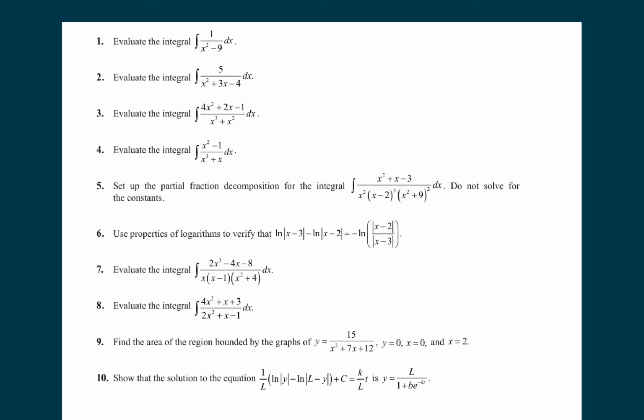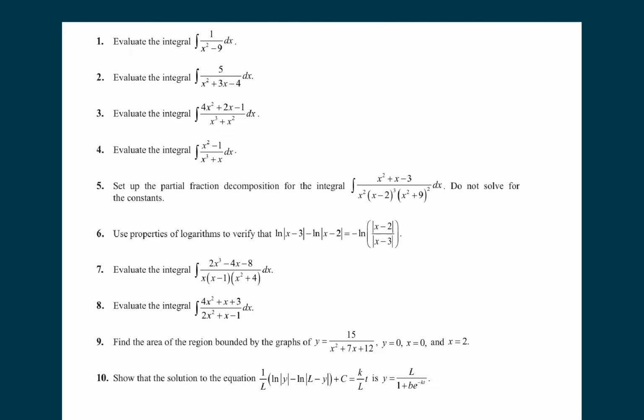Okay, this is lesson 13 about using partial fractions to solve integrals. We use partial fractions to decompose the integral into two parts, or three parts, or four parts. But each part is an easy problem to solve. It's an integral that is easier to solve.